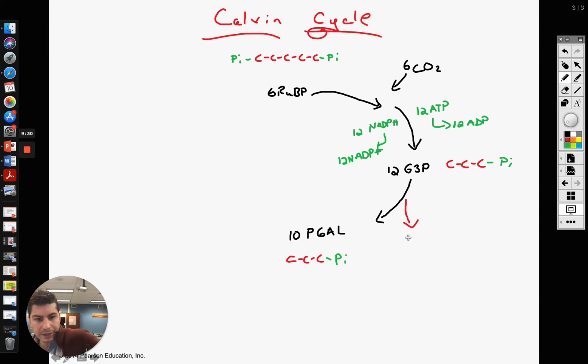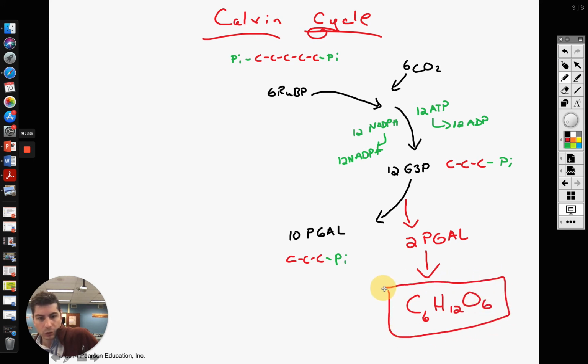Those other 2 P-gals, or G3Ps, whatever you want to call them, they're going to exit. Again, they're both with 3 carbons. They're going to go through some different chemical reactions, and they are going to, in the end, form our C6H12O6. And that's our goal of the Calvin cycle, okay? So our goal is to form our glucose here.